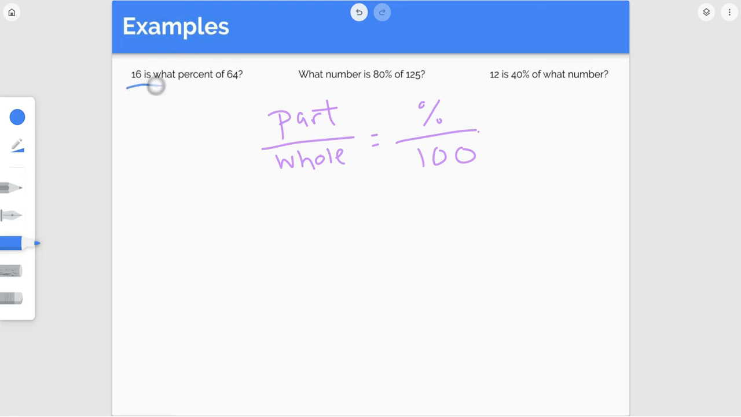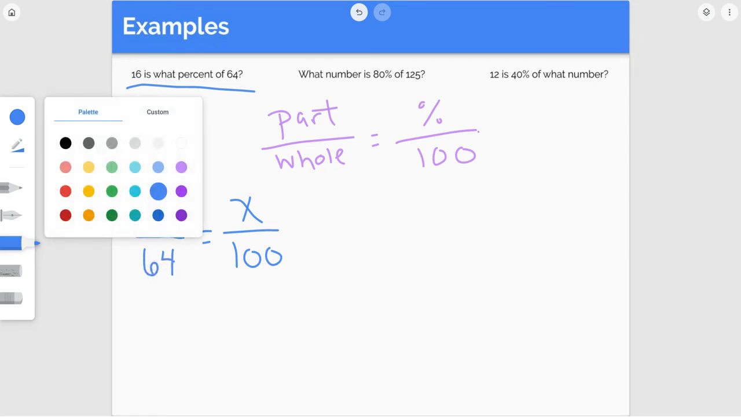So for example, the first one, 16 is what percent of 64? So I'm going to ask myself, what do they want me to find? Well, it says what percent. So they want me to find the percent. So I know that that's going to be my missing piece. And now I just got to plug in my part and my whole. Well, it's saying 16 is a percent of 64, meaning that 16 is my part and my whole is 64.